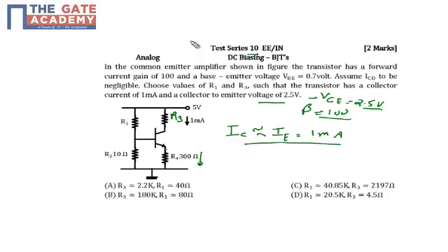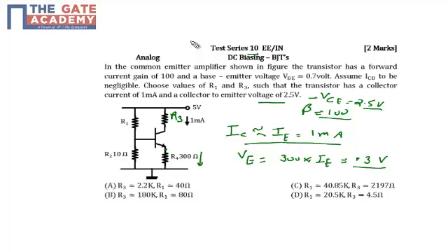The next thing is that we know the emitter to ground resistor R4, which is 300 ohm, so I can find out the value of my emitter terminal voltage VE. It should be equal to 300 into IE, which is 1 milliamp. So VE is nothing but 0.3 volt.